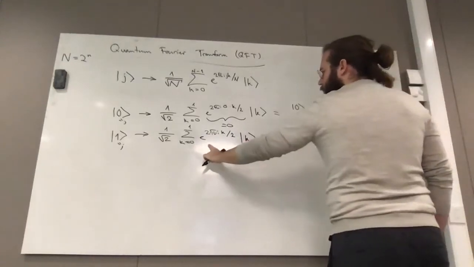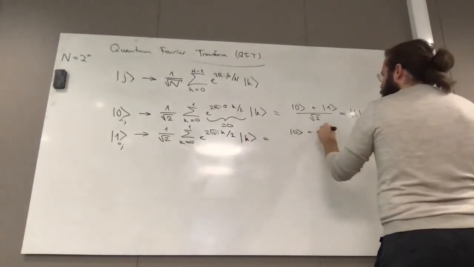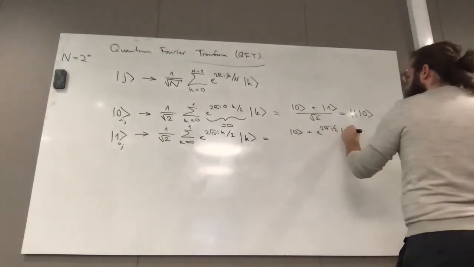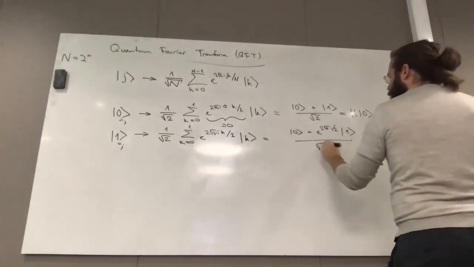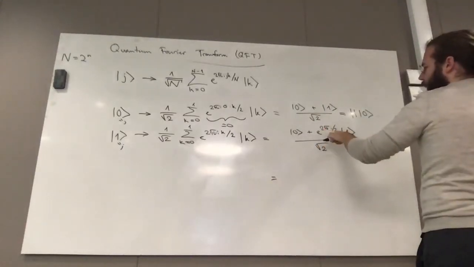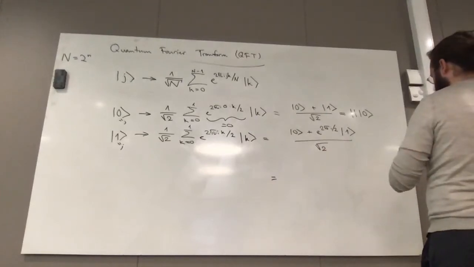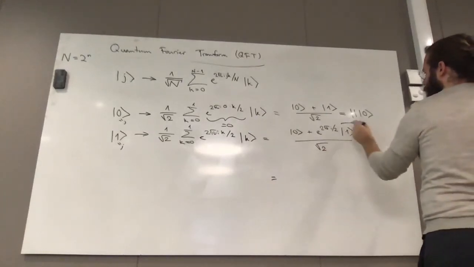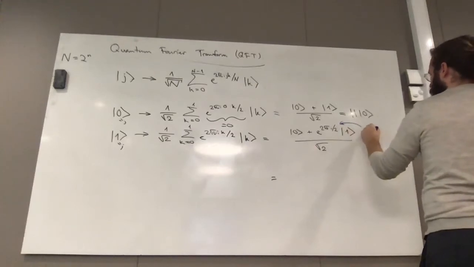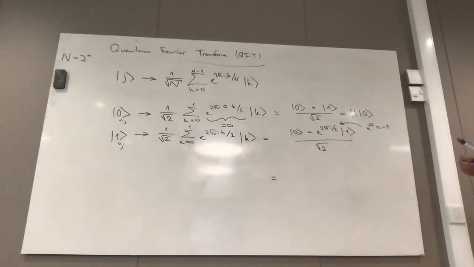For the second, you get this exponential phase factor, e to the 2 pi I over 2, 1 over square root of 2. And what is this thing? This is just e to the I pi, right? I'll use a blue pen here. E to the I pi is equal to minus 1, right?